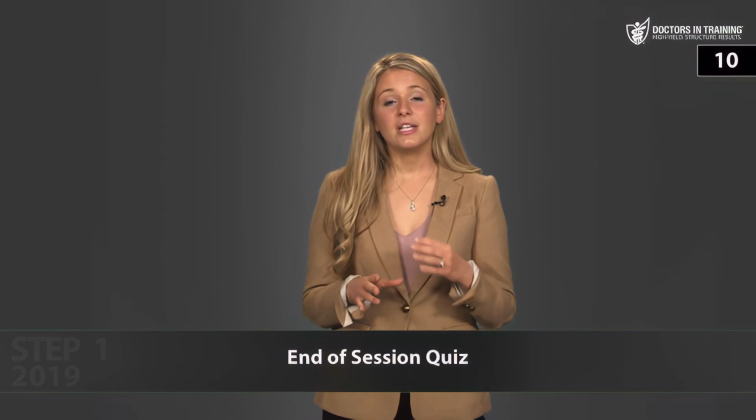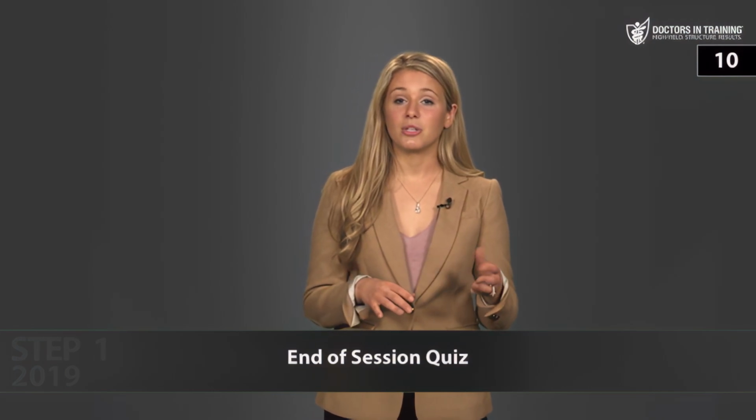Last question. The prevalence of disease X in population A is 2 times the prevalence of disease X in population B.